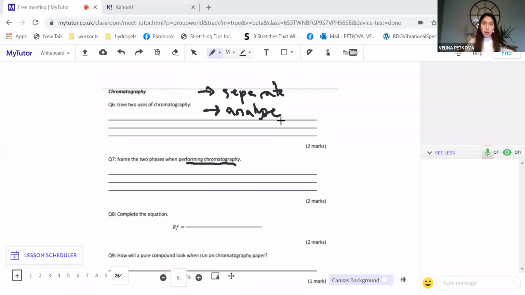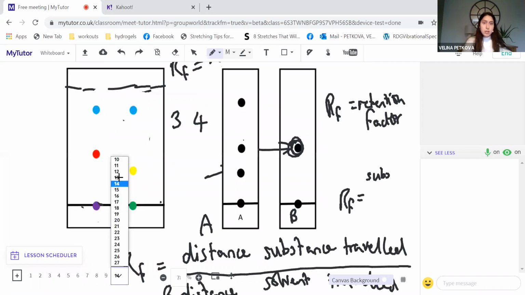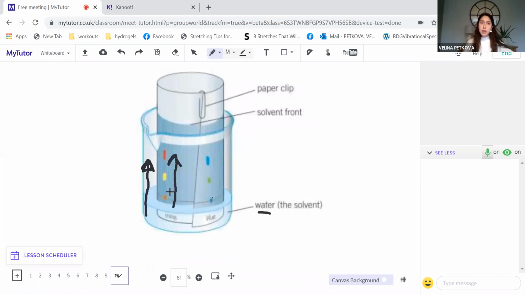Yeah, brilliant. So we do have a stationary and a mobile phase, okay? So let's look back at an example. So we look at this one, right? What is our stationary phase in this case? What does the stationary phase mean? So the stationary phase is actually the paper. So that's not moving. What's moving up? So the mobile phase is our solvent. The solvent is moving up the stationary phase, okay?